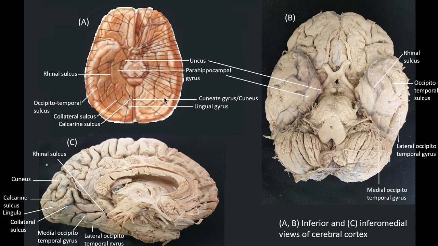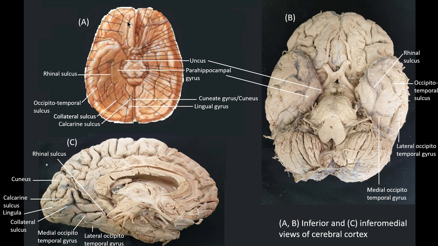So, to summarize, we talked about a few sulci and gyri on the medial and primarily on the inferior surface. We talked about the rhinal and the collateral sulci, and then we talked about the occipitotemporal sulcus. The rhinal and collateral sulci separate the parahippocampal gyrus and uncus from the lateral occipitotemporal gyrus. The occipitotemporal sulcus was separating the medial occipitotemporal gyrus from the lateral occipitotemporal gyrus, and the lateral occipitotemporal gyrus then continues on the supralateral side as the inferior temporal gyrus, which we obviously can't see here.